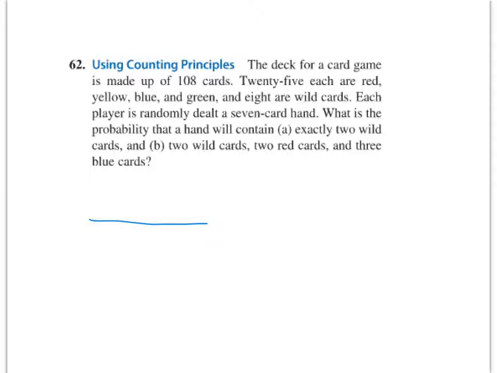So let's think now. On the bottom, I'm dealing 7 from 108 cards. So this is in essence 108C7. And up top, I need to get 2 wild cards and 5 regular cards. So I need to get 2 of the 8 wild cards, so that's 8C2, and so I multiply, I need to get 5 regular cards from the 100 regular cards, so that's 100C5. And that's your formula for the first.